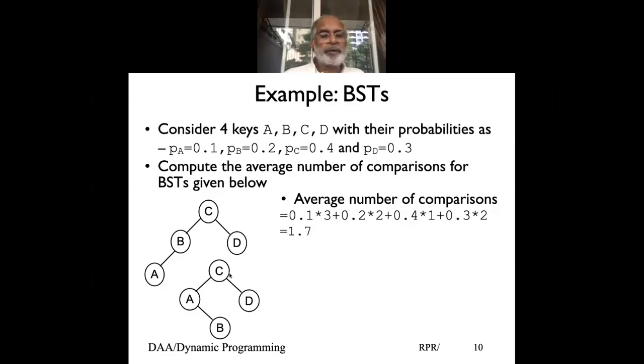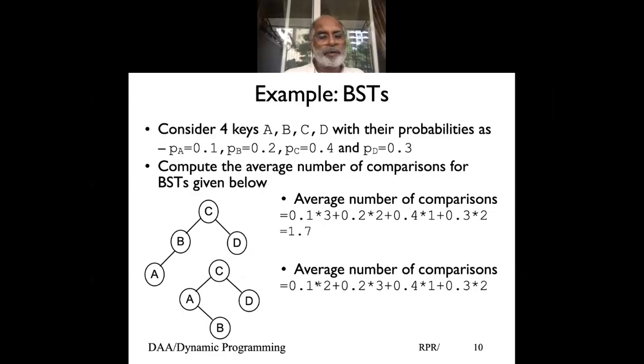If the tree is organized like this, that's a different way. Now the average number of comparisons: A would need 2 comparisons, so I get 0.1 into 2. B would need 3 comparisons, first C, then A, then B, so 0.2 into 3. C needs 1 comparison, 0.4 into 1, and D needs 2 comparisons, with C and D, and this value becomes 1.8. If you were to have a different binary search tree, my average would be better.